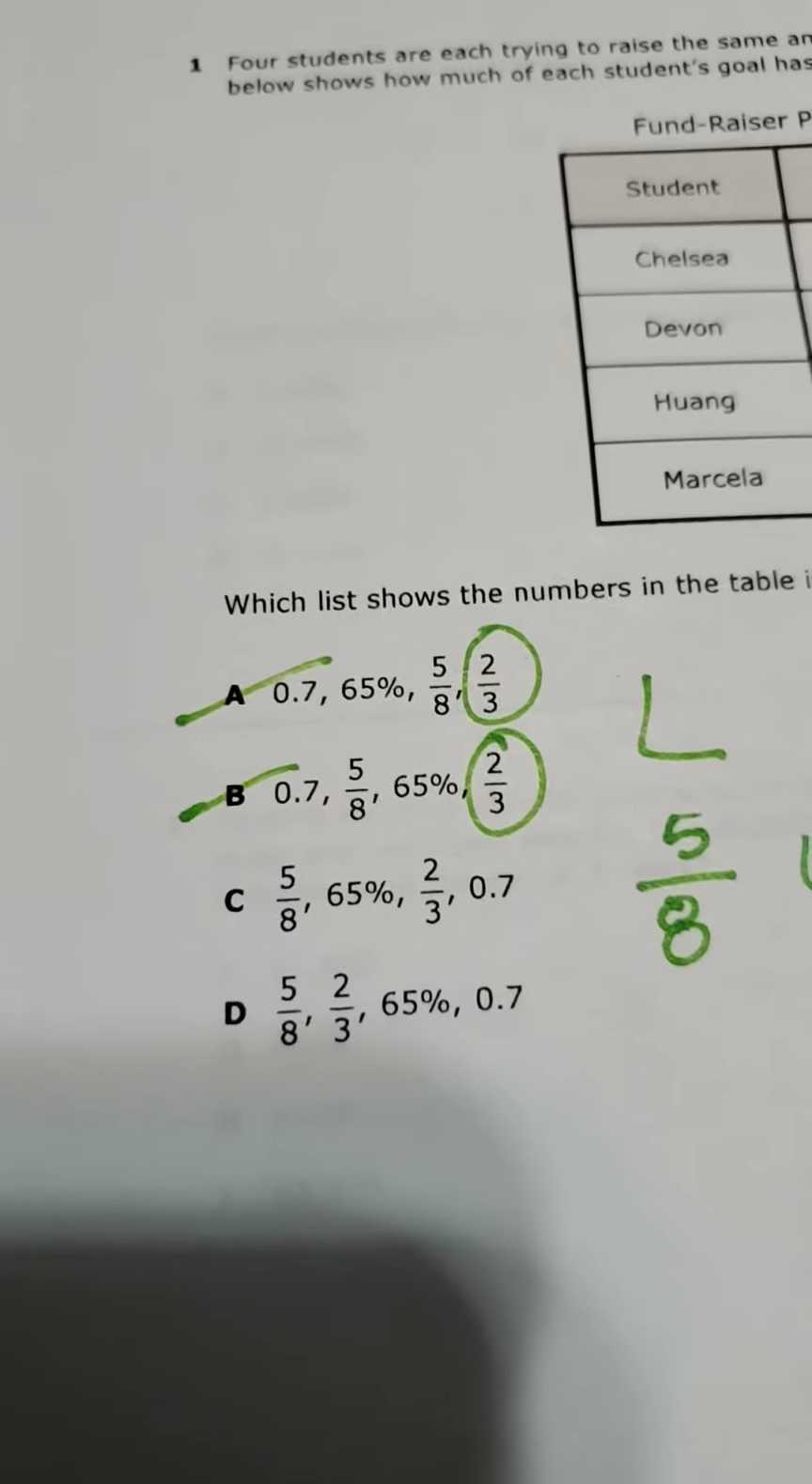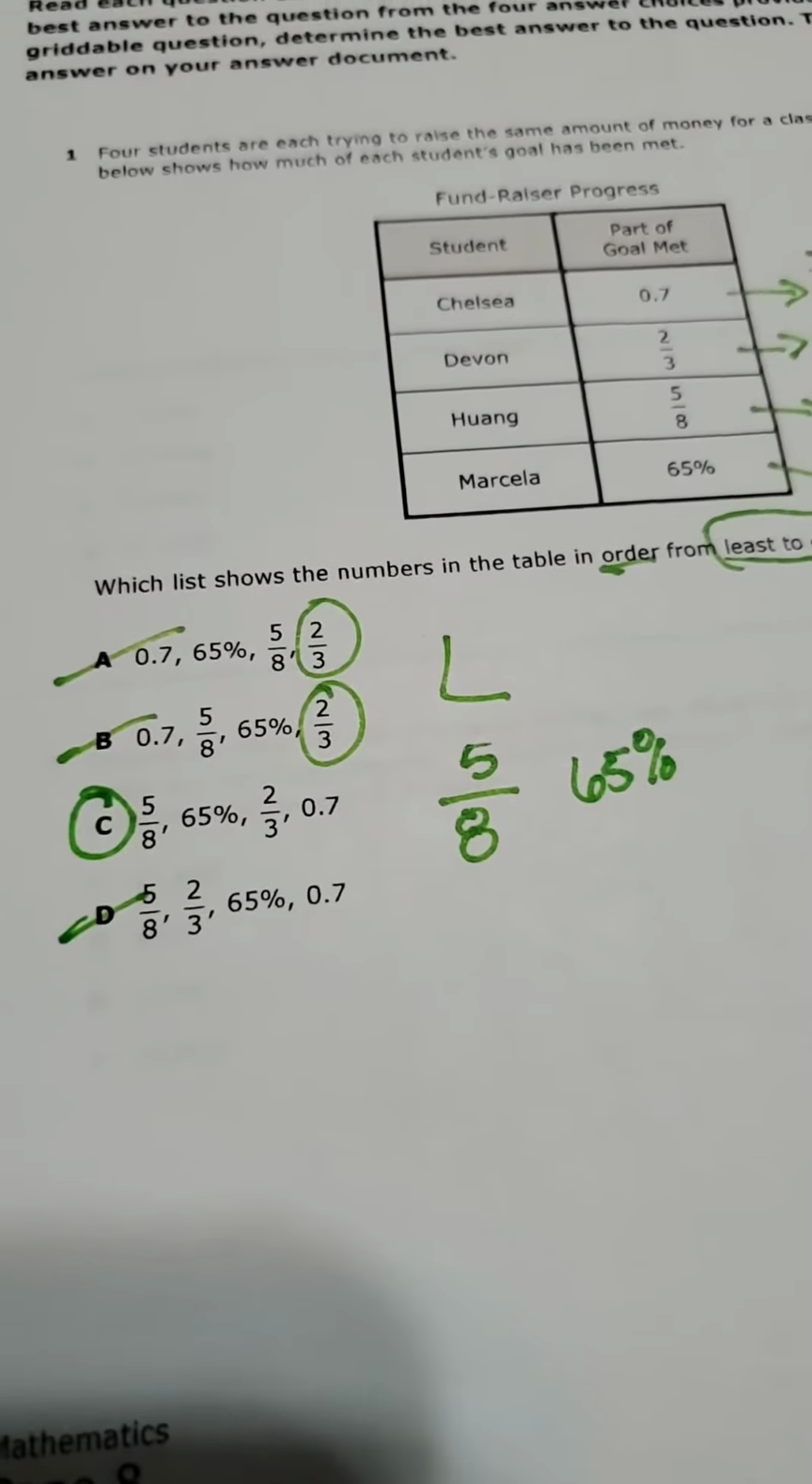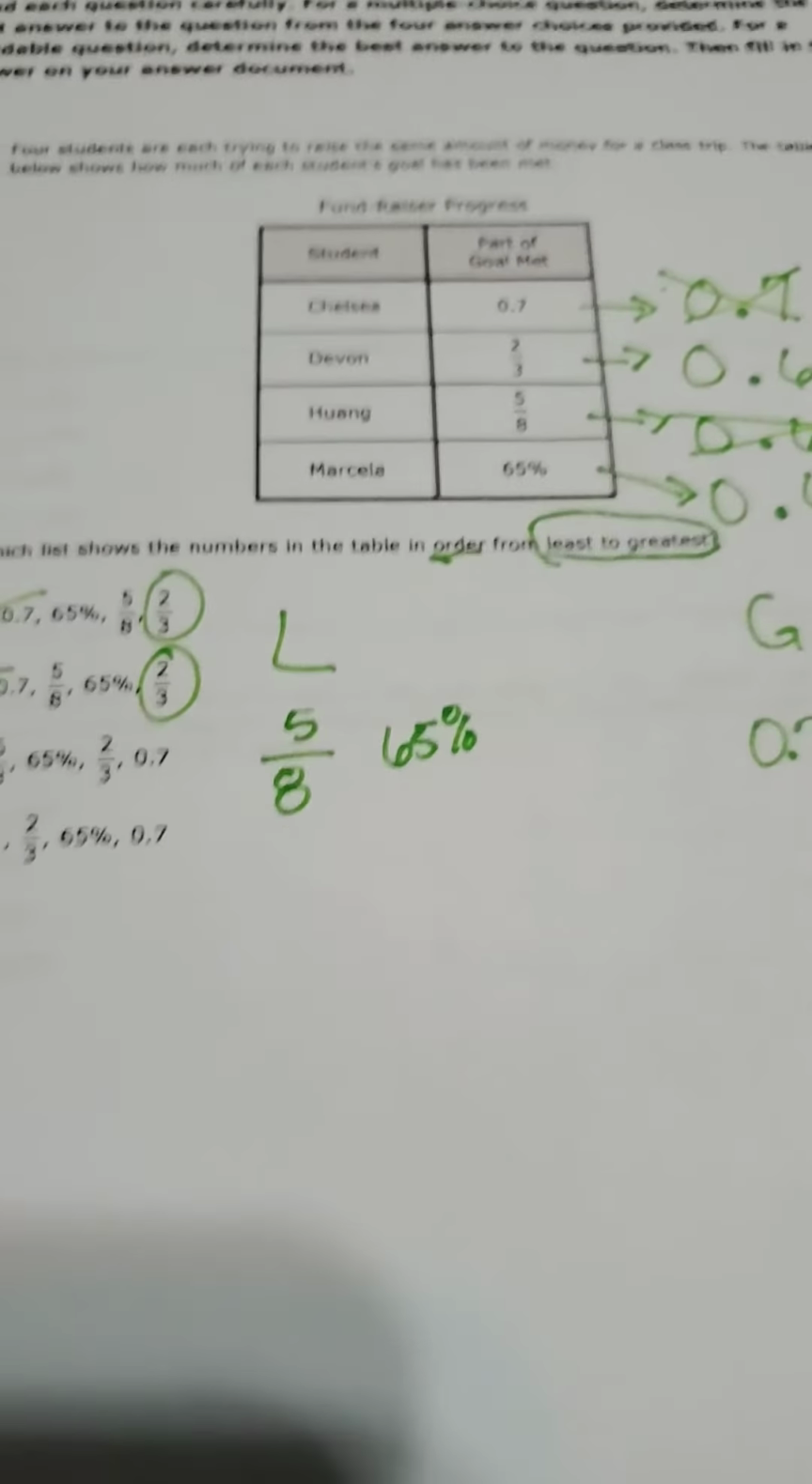The one that has 65% as second place is C. And that's how I would answer number 1.